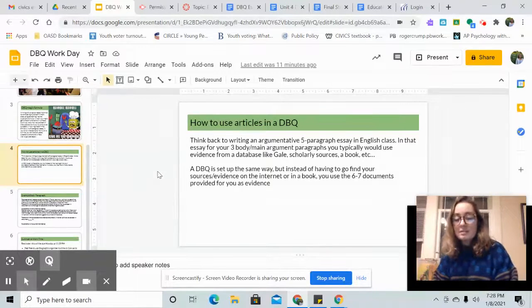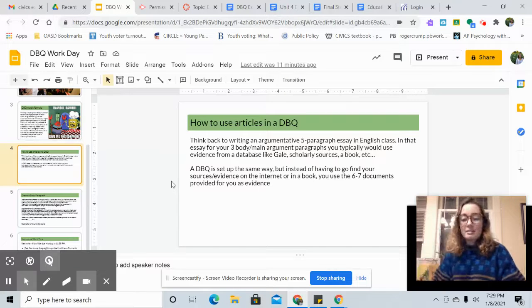The DBQ is set up the exact same way in the outline, again, of the 5 paragraphs, but for your 3 main body paragraphs, instead of having to go out to Gale, go out to your book you're reading, whatever, and find evidence and find quotes, all you have to do is look at these 6 to 7 documents that are provided to you in the DBQ as evidence. That is what your evidence is. You're pulling quotes, you're pulling examples from these 6 or 7 documents that are given to you for the DBQ.